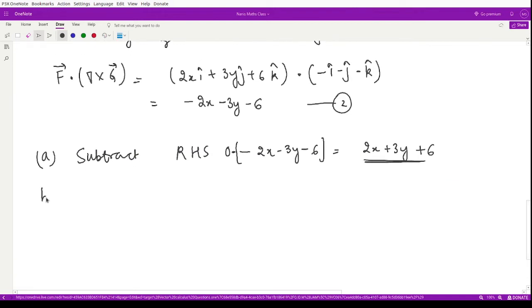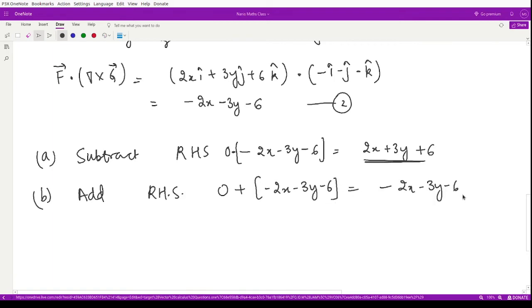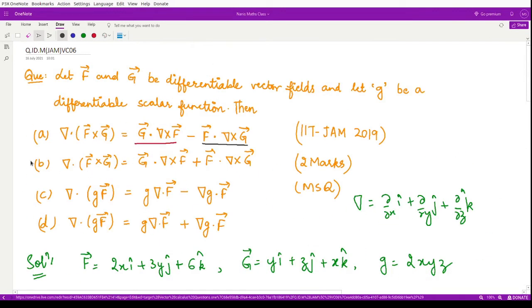But for option B, if you add up the equation 1 and equation 2, your right hand side would become 0 plus of minus 2x minus 3y minus 6. So that is minus 2x minus 3y minus 6. So in this case your left hand side is not equal to your right hand side. Therefore we may rule out option number B here. So option B is incorrect. Option A might also be incorrect, but as for this result, this is correct.